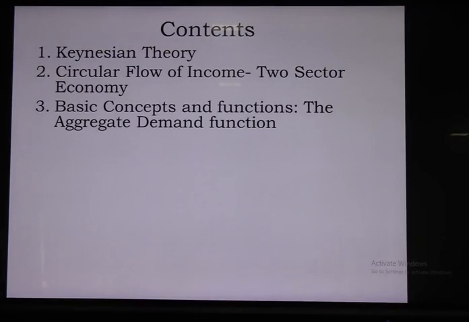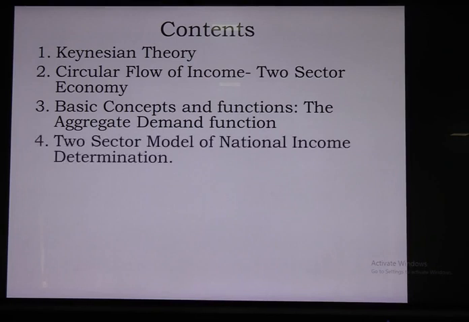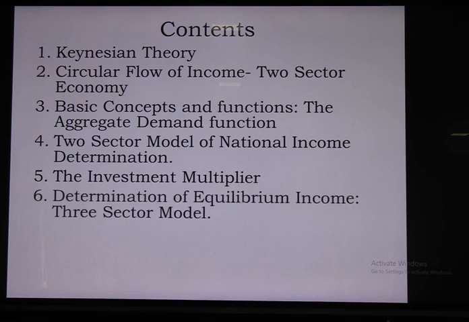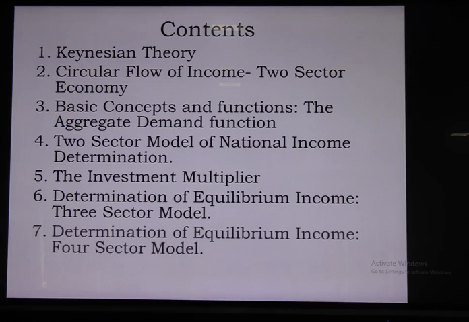First of all, Keynesian theory. What about Keynesian theory? Circular flow of income in a two-sector economy, basic concepts and functions, the aggregate demand function, two-sector model of national income determination, the investment multiplier, determination of equilibrium income in the three-sector model, and determination of equilibrium income in the four-sector model.